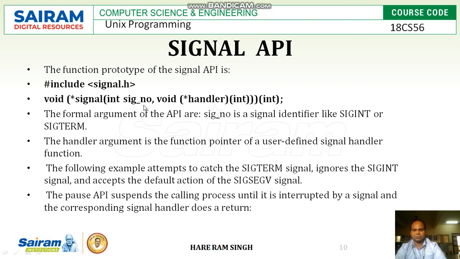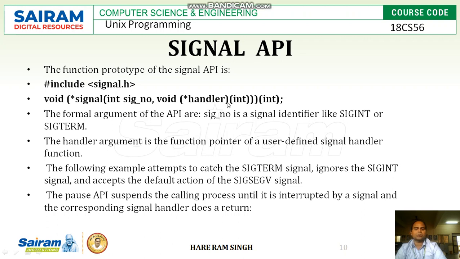The sig_number is nothing but the signal name, like SIGINT or SIGTERM, signal interrupt and signal termination. Like this, sig_number can have so many values or so many names. Based on the signal number, the action will be taken by the signal.